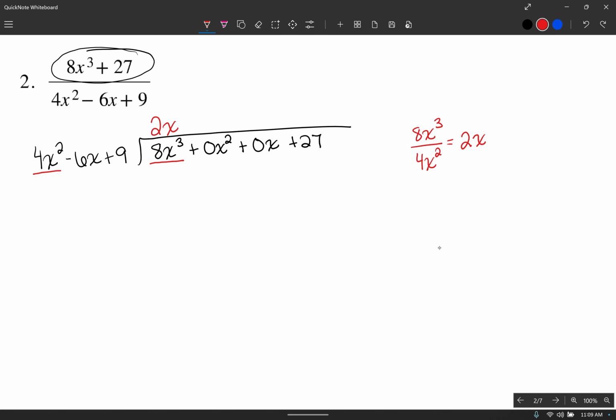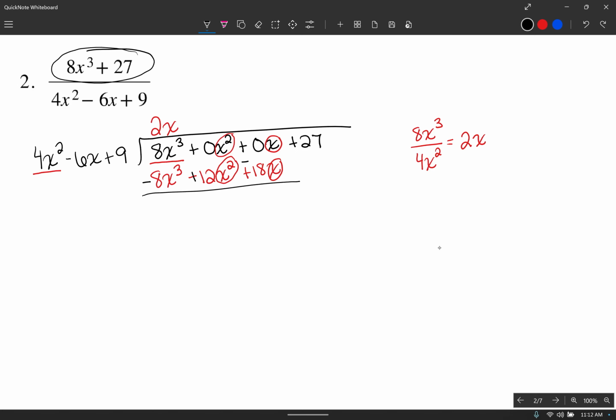Then I multiply. 2x times 4x squared is 8x to the third. 2x times negative 6x is negative 12x squared. All right, so I did need that placeholder so that my terms would line up. And then 2x times 9 is 18x. And again, I have like terms here. So now that I've got that, I need to subtract. So 8 becomes negative, 12 becomes positive, and 18 becomes negative.